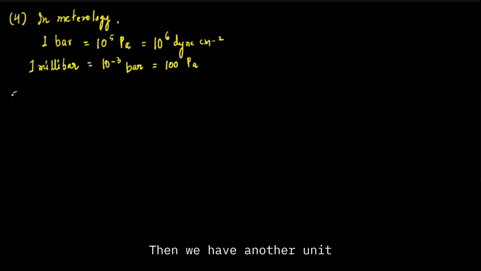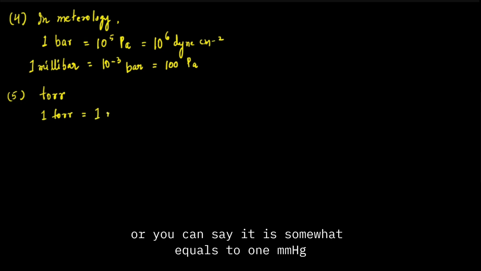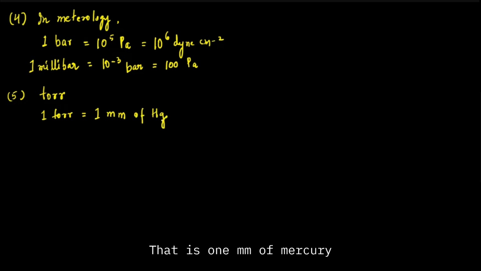Then we have another unit which is known as torr. It is somewhat equal to 1 mm of Hg, that is 1 mm of mercury. You must have used this unit in the lab if you remember.